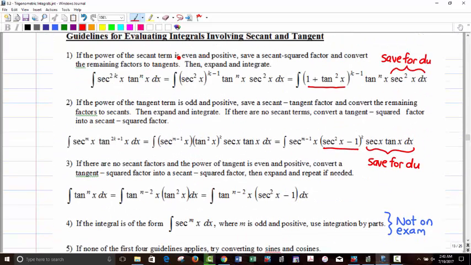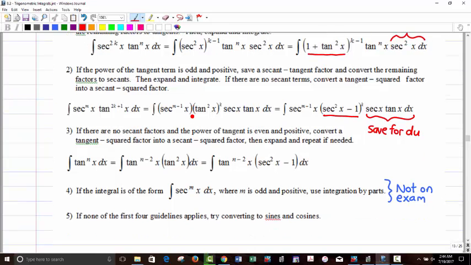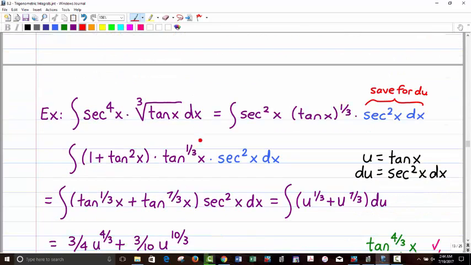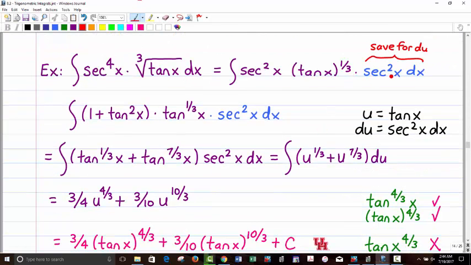Secant is even and positive. We take away a secant squared now. With sine and cosine, we only took away the first power. Here you take away a secant squared because secant squared is the derivative of tangent. That's why it's a secant squared. And we're going to convert to tangents. That way, if u is tangent, you'll have secant squared as your du. So there's the save for du. Took a secant squared, left a secant squared because there's secant fourth. Rewrote this as tangent to the 1/3.